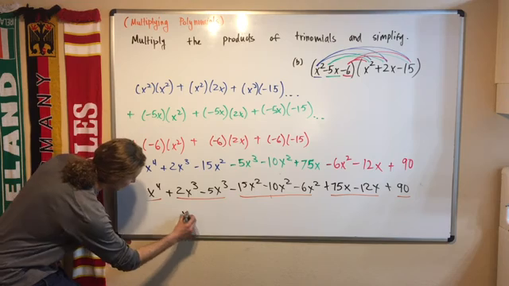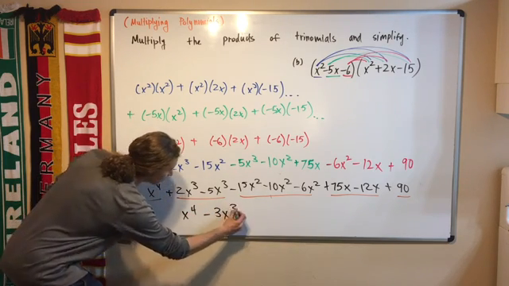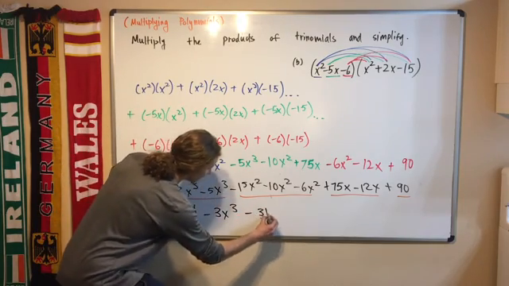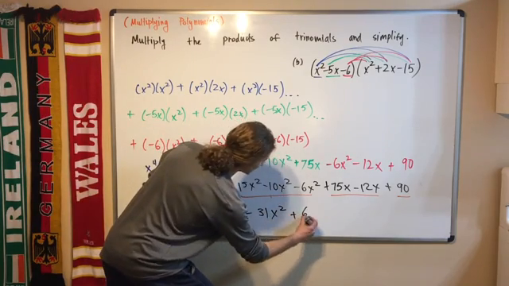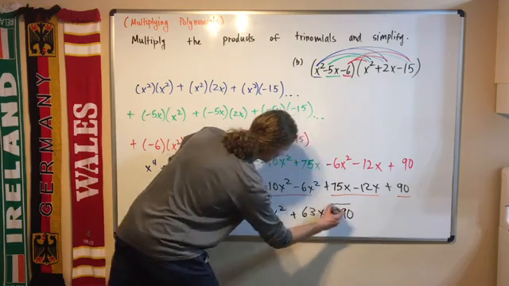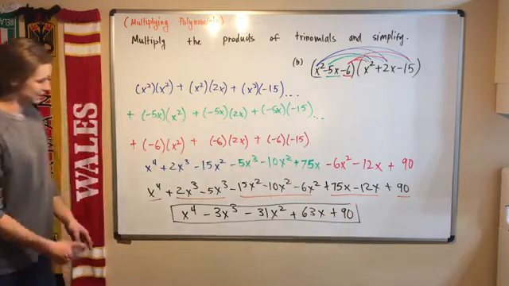And we can say that this is the same as x to the fourth minus 3x cubed minus 31x squared plus 63x plus 90. And that's our solution there.